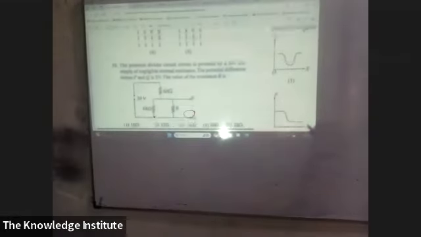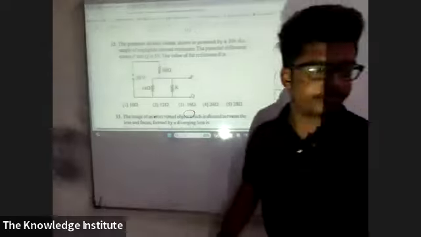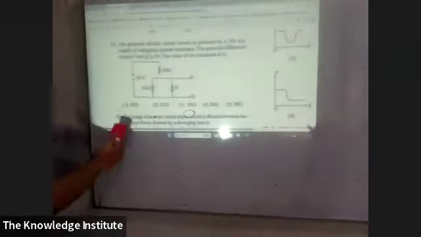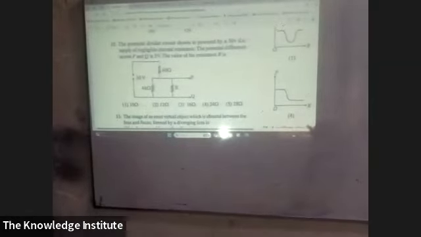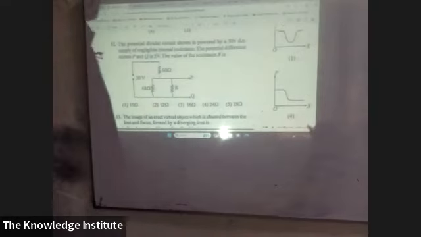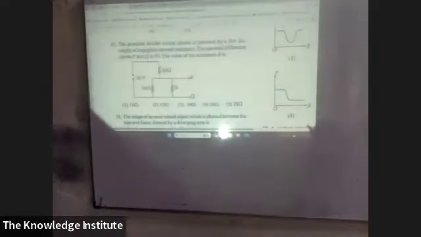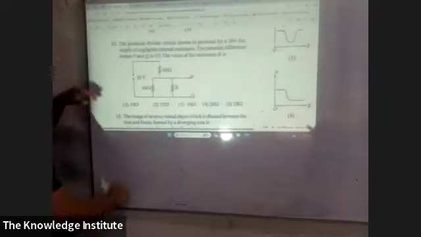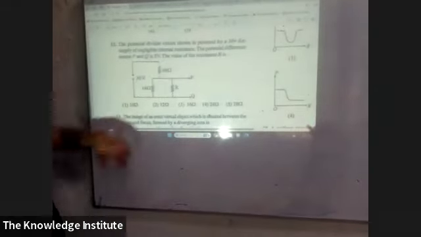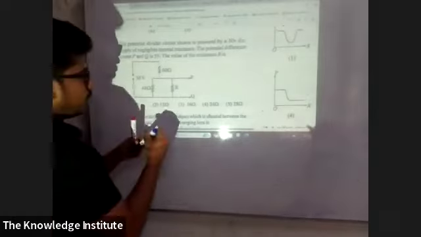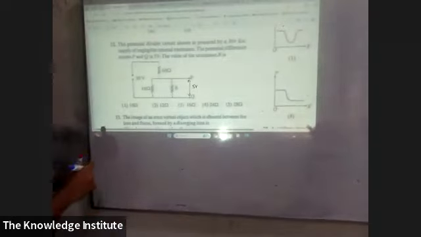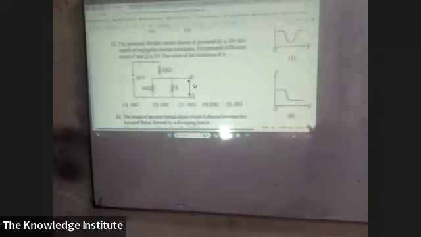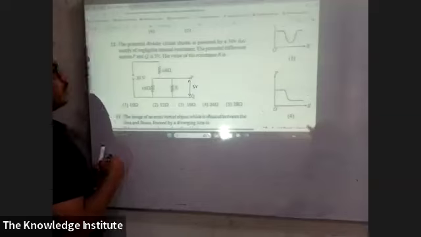Number 32. The potential divider circuit shown is powered by a 30 volt direct current supply of negligible internal resistance. The potential difference across P and Q is 5 volt. So the value of the resistance R is. We want to find this resistance R.